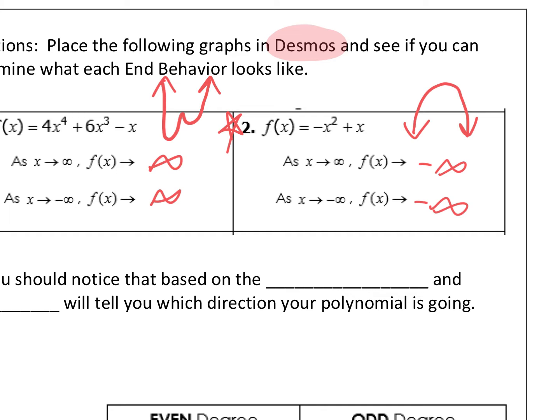Okay, what I want you to do next, whichever equation you had, it doesn't matter which one. I want you to go change your highest degree to a 3. Go change it to a 3. And then compare these. Compare with your neighbor.